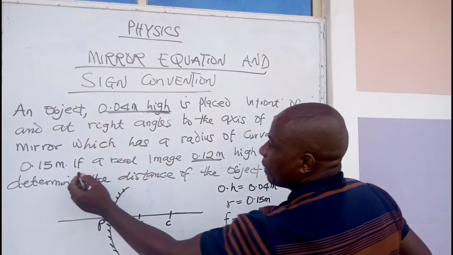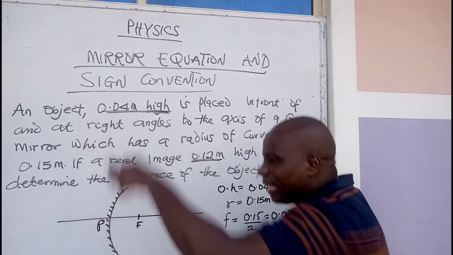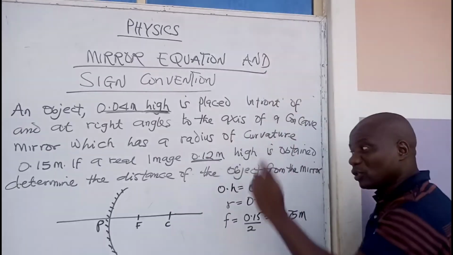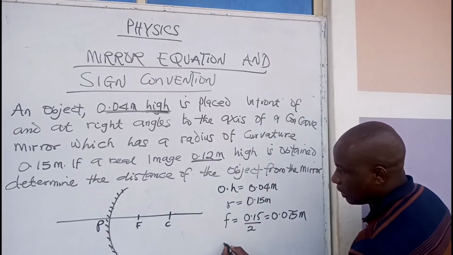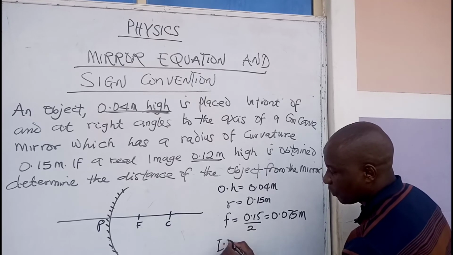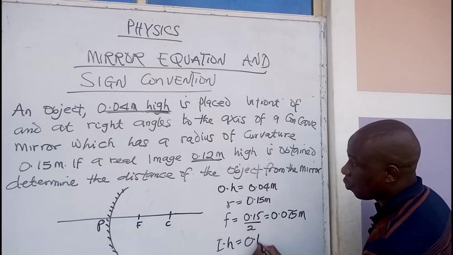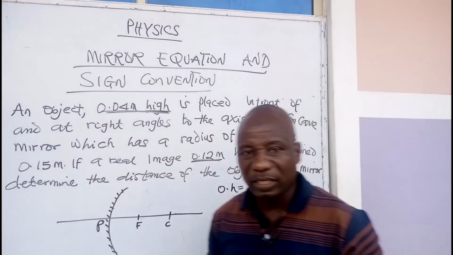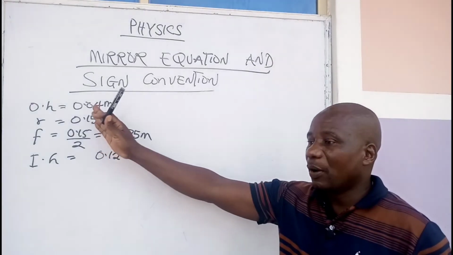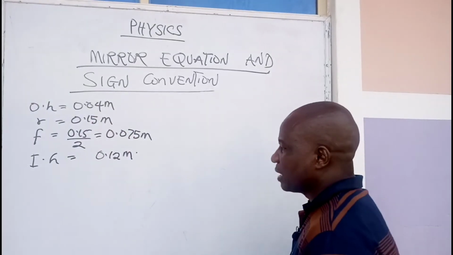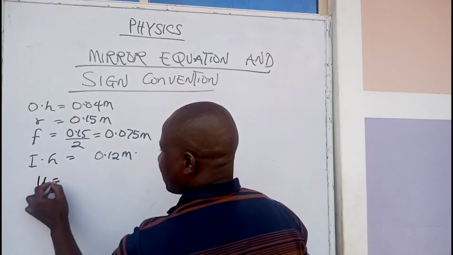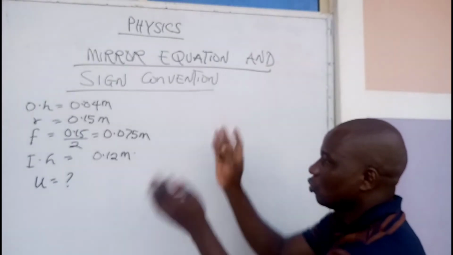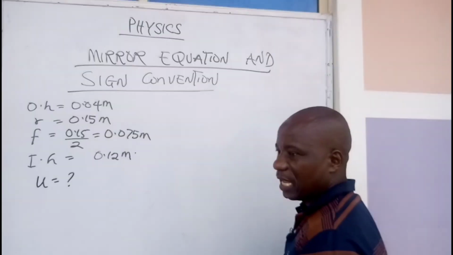Then now, if a real image is 0.12 meter high, this one too is not distance. So it means image height is 0.12 meters. Then they said we should obtain the object distance. Is that understood? Now you can see our parameters. That is the question mark. Now we have to play about with these parameters and see how we can.